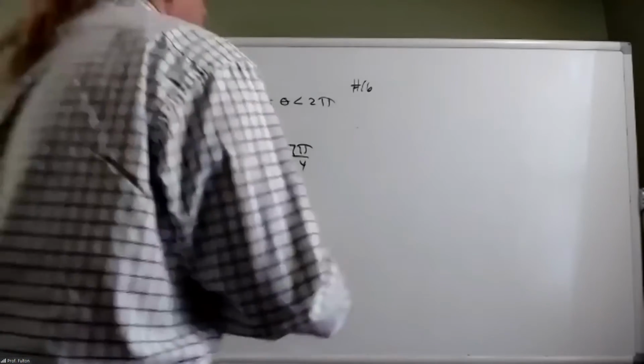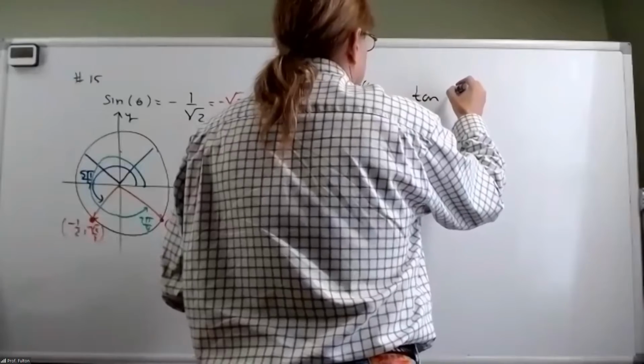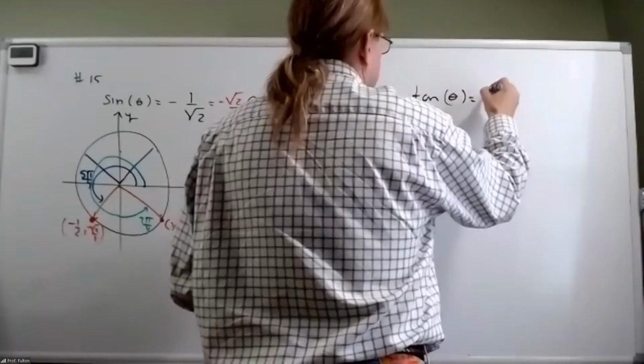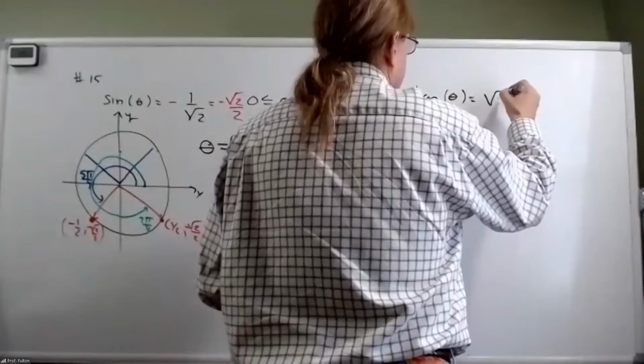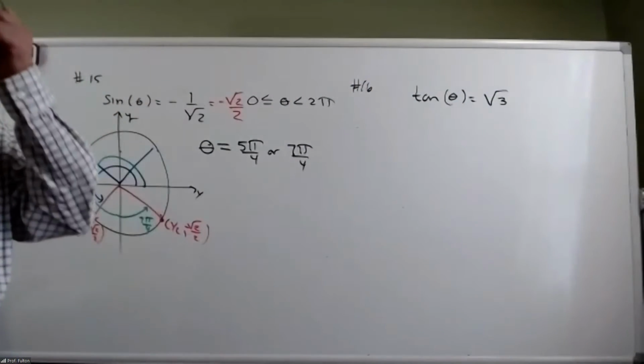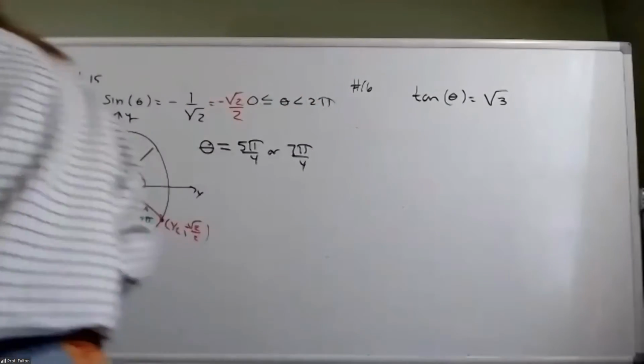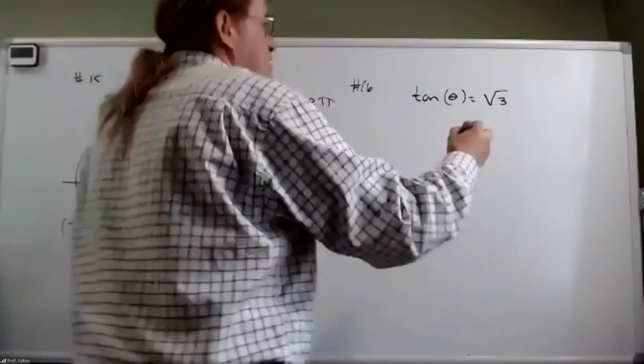So 16 is the following. We have the tangent of theta is equal to the square root of 3. Now remember that the tangent is the sine over the cosine. So again, we're also given no restraints.